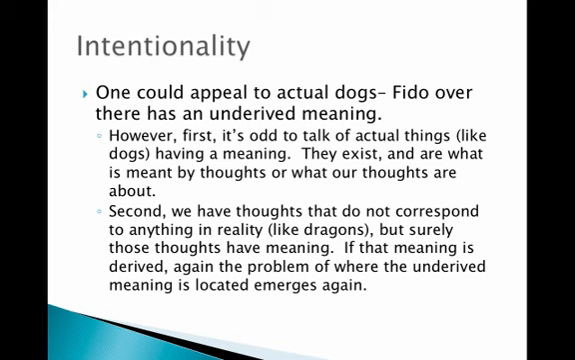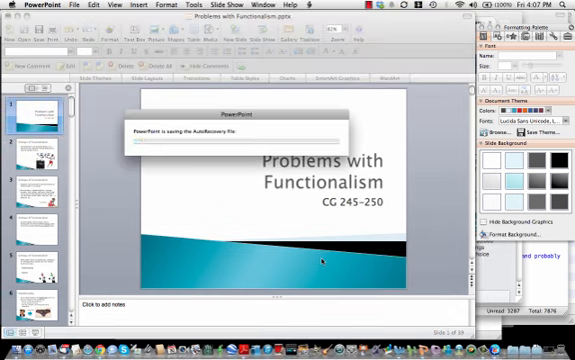So you could appeal to actual dogs. Maybe it's not the mental that has the meaning. Maybe it's that actual thing over there that has the meaning, the underived meaning. But that's odd. It's weird to talk about things like dogs having meaning. They exist, and they are what are meant by thoughts, or what our thoughts are about. Second, we have thoughts that don't correspond to stuff in reality, like thoughts about dragons and unicorns and elves and fairies. But surely those thoughts have meaning. So if that meaning is derived, the problem of where the underived meaning is located emerges again. All right. The end.